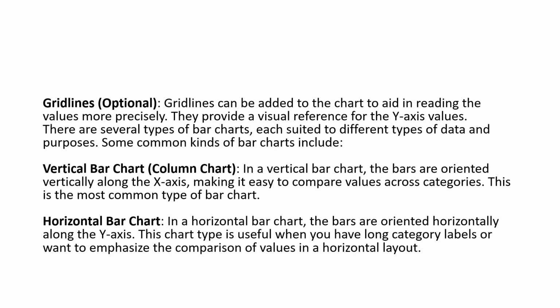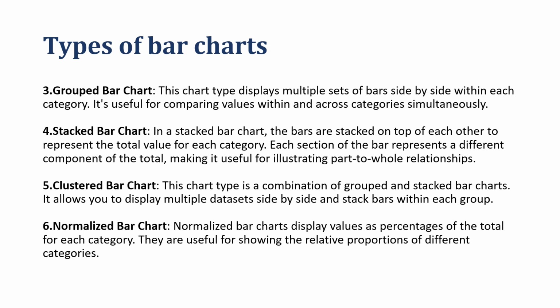The bars are oriented vertically along the x-axis. Sometimes the bar chart is placed horizontally, and then you can just see the chart in the horizontal way. So it can be either a vertical bar chart or a horizontal bar chart. There are many different types of bar charts.